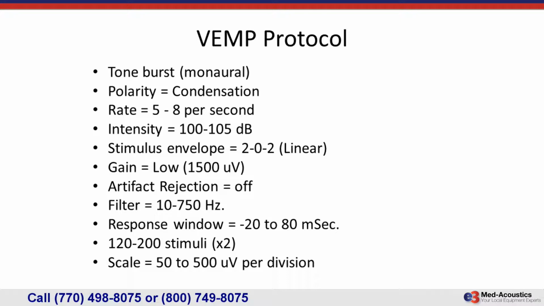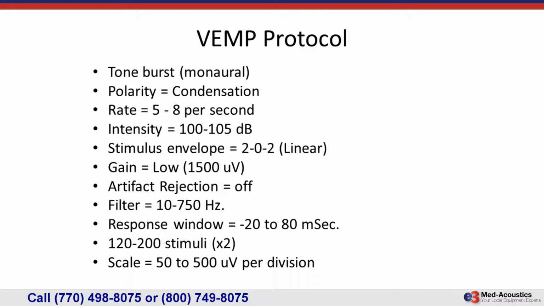You can use Blackman if you want, but it could be linear also. Again, I'm just using this as a mechanical punch. The gain is much lower. This is a much larger response than we're used to getting when we do ABRs or ECOGs. So the actual gain of the equipment needs to be very, very low. Okay? Different equipment uses different ways to specify gain.